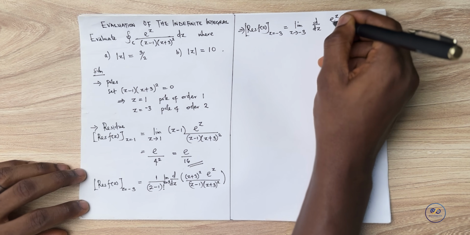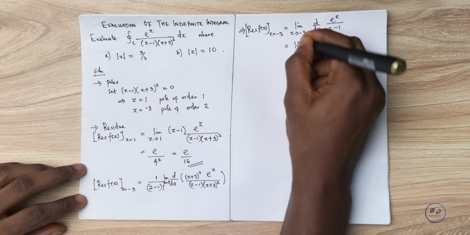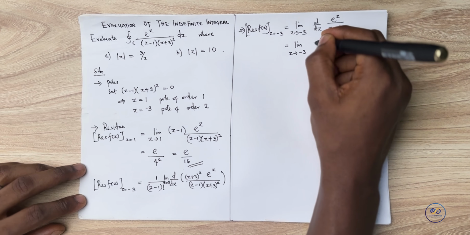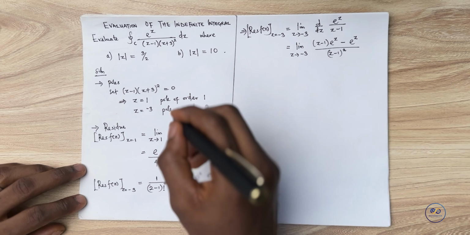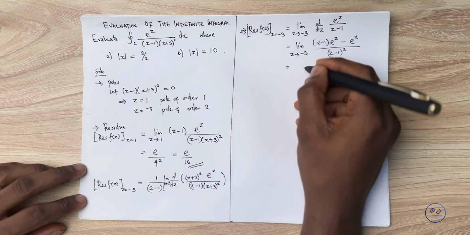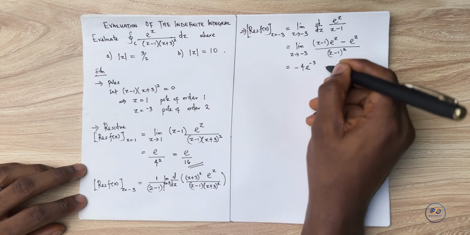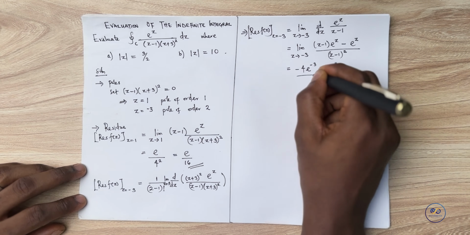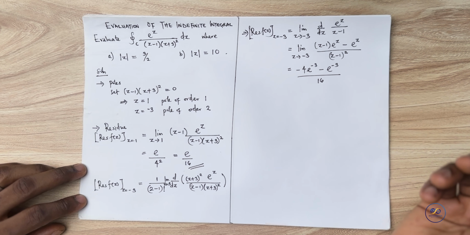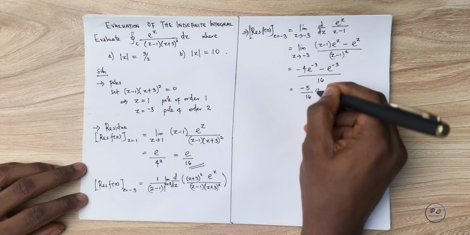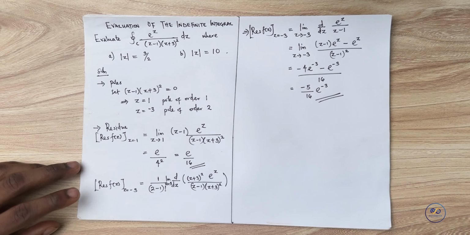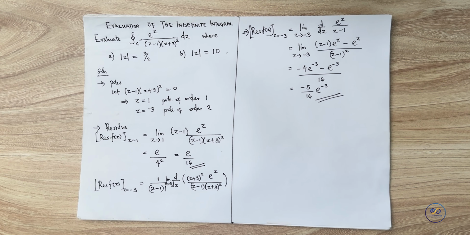This would give us a quotient rule. So you have the limit as z tends to minus 3 of ((z minus 1) e^z minus e^z) divided by (z minus 1) squared. And you can go ahead to simply evaluate at minus 3. So we have minus 4 e^(-3) minus e^(-3), divided by 16, which is (minus 4) squared. From here, we have minus 5/16 e^(-3). This would be the residue at z equals minus 3.